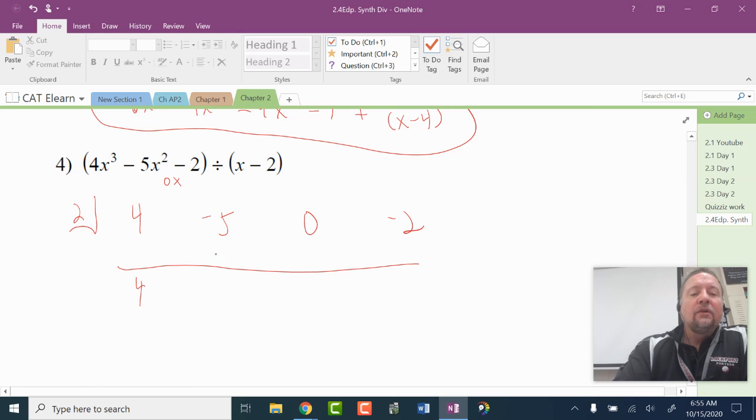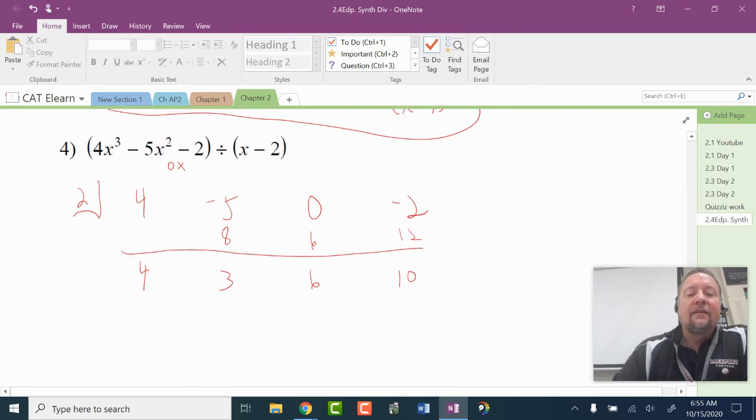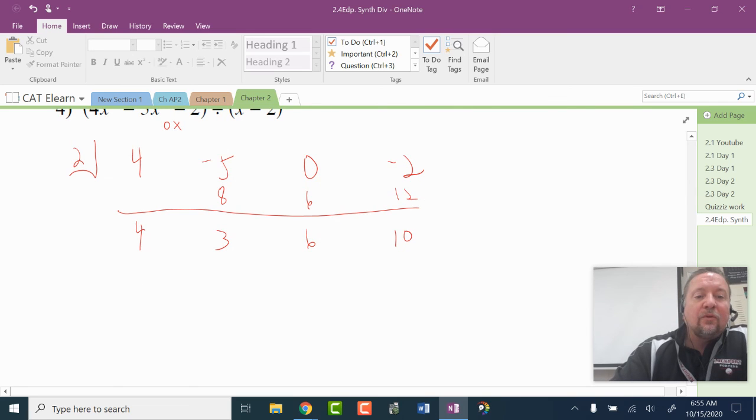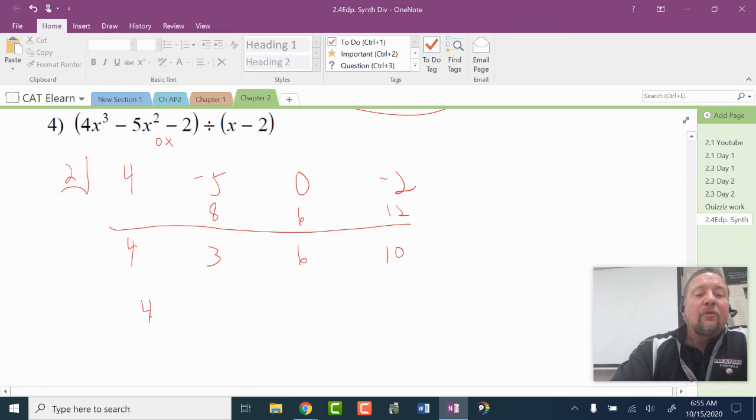Bring down the 4. This 4 is 8, 3, 6, 12, 10. Hopefully the pen works. 4x squared. Everything gets knocked down 1.